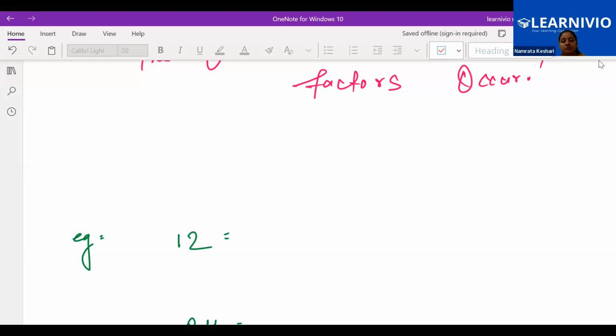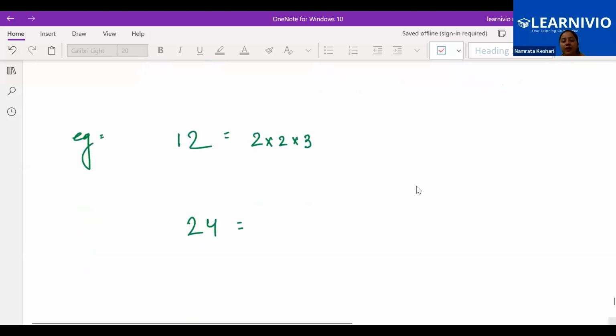Teacher, 2 into 2 into 3 for 12. Perfect. This is how we can factorize 12, right? Now, if we try factorizing 24, what are we going to get? 2 cube into 3, that means 2 into 2 into 2 into 3. Perfect. Let's see what the theorem says.